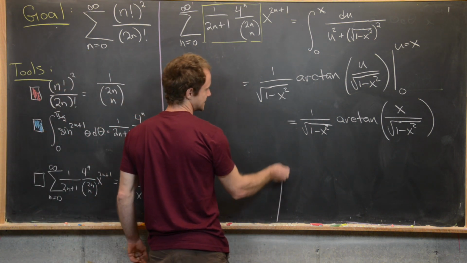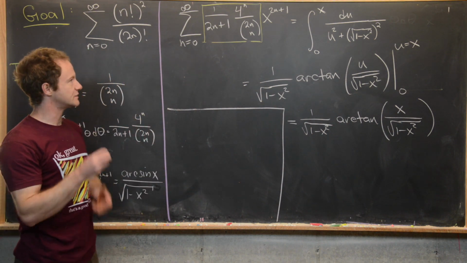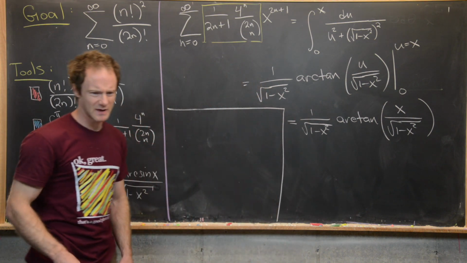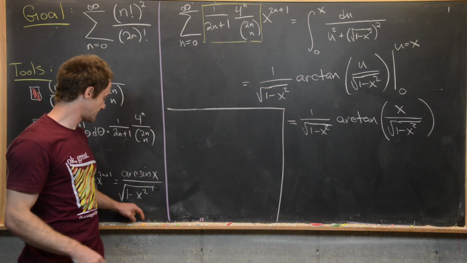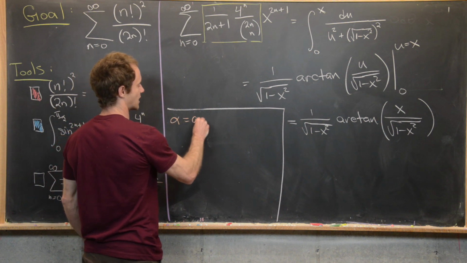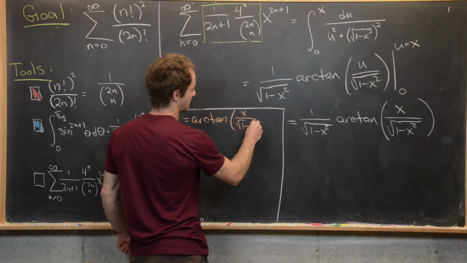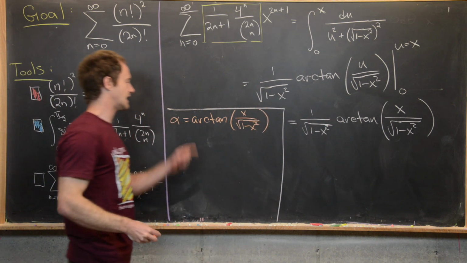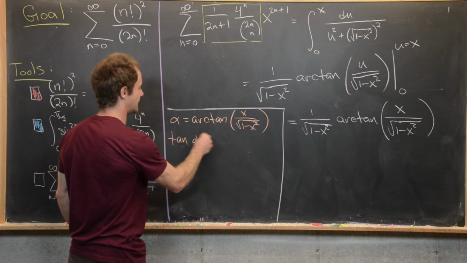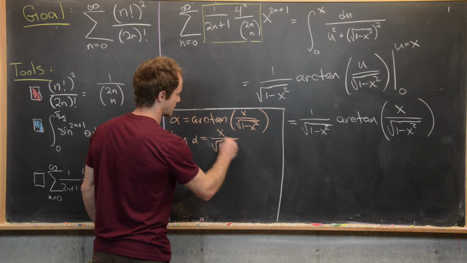So let's go ahead and do that in this little box over here. We've already used theta as one of our angles earlier, so I'll use maybe alpha for the angle here. So I'm going to go ahead and set alpha equal to arctan of x over root 1 minus x squared. Then I'll take the tangent of both sides, so that means that tangent of alpha equals x over the square root of 1 minus x squared.